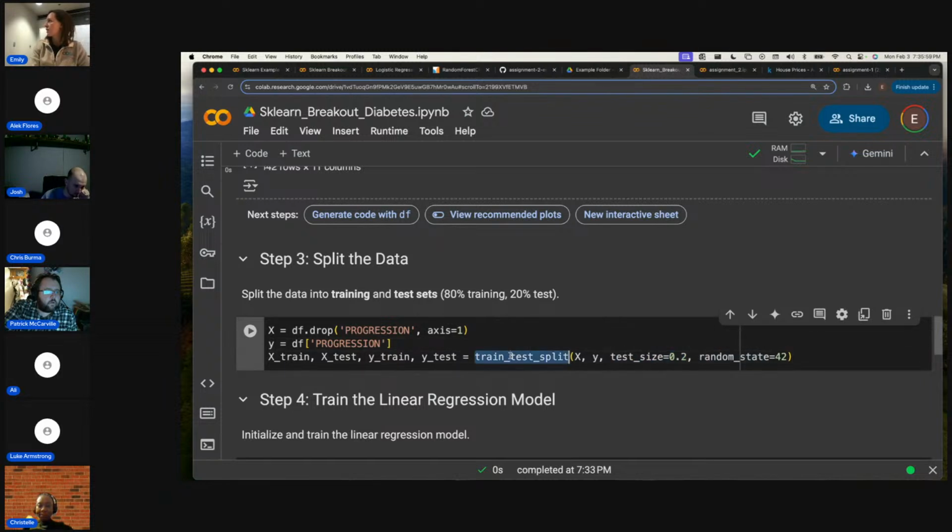So I'm going to train test split. I'm going to pass it X. I'm going to pass it Y. And then we're going to say how big we want that sample size to be. So 20% of our data, we're going to set aside into a test set that we're going to put under lock and key and not use.